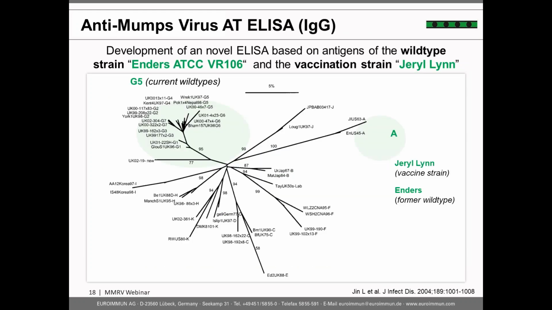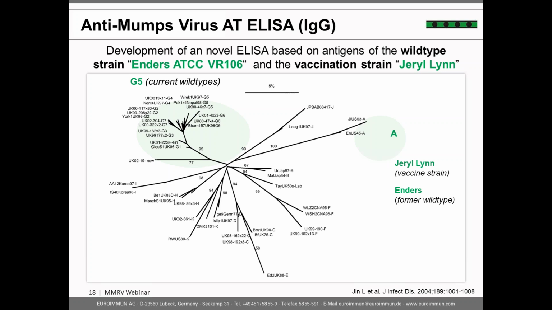Another aspect that I want to talk about, which is also related to the different genotypes, is a development touching an IgG ELISA that we developed. So IgG, just as we saw in the past for measles, can be used to support the notion of an acute infection when there is a fourfold titer increase over a couple of weeks detected with paired samples.